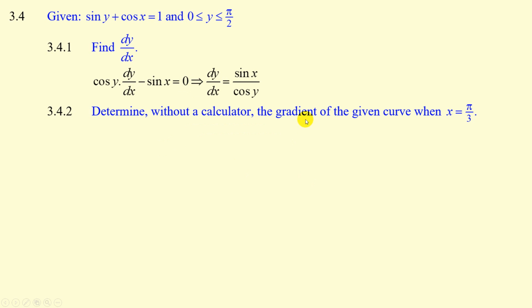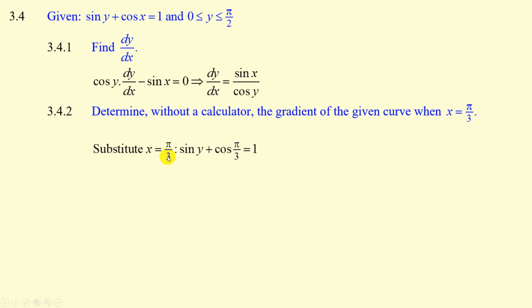Now we have to find the gradient of the given curve when x equals pi by 3. That's 180 over 3. It's really 60 degrees. Not that I really prefer not to keep going to degrees, but I know that you're all used to that, so keep it in mind. Or you can use your calculator on radians. Don't forget to put it back to degrees afterwards.